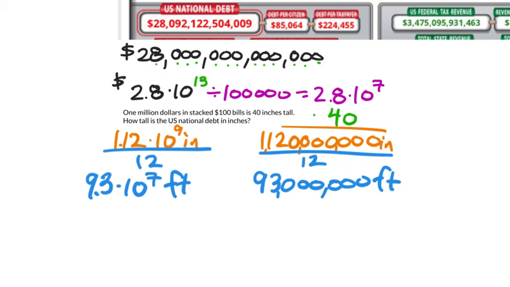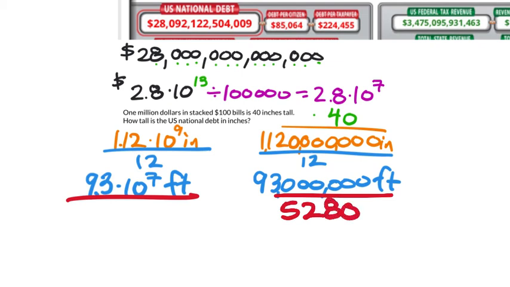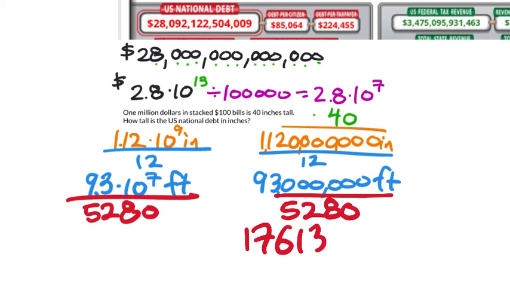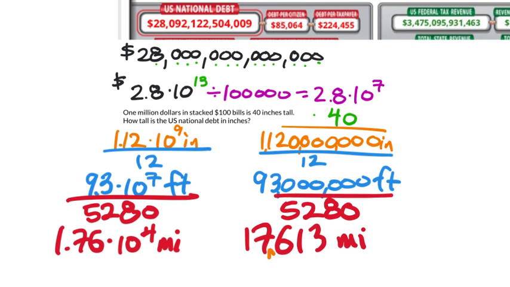But let's go ahead then and figure out how many miles this is. So I'm going to divide it by 5280. So 93, 1, 2, 3, 4, 5, 6 divided by 5280. And I get 17,613. I'll just keep the 3, just give it the benefit of the doubt, in miles, which is 1.76-ish times 10 to the power of 4 miles. Okay? And that's 17,613 miles.